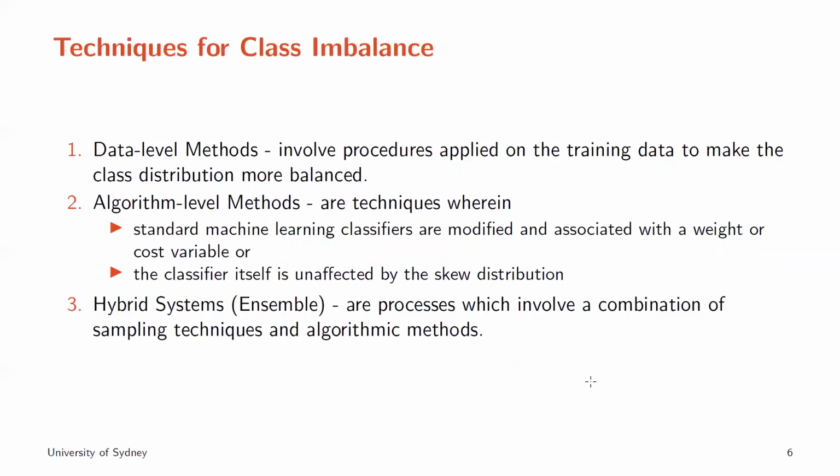In this project, we implemented data level methods and hybrid systems. Data level methods can be categorized into undersampling, oversampling, and hybrid. Undersampling involves reducing the number of majority samples. Oversampling entails increasing the number of minority samples, while hybrid combines the best of both worlds, undersamples the majority and oversamples the minority, all of these to achieve class balance.